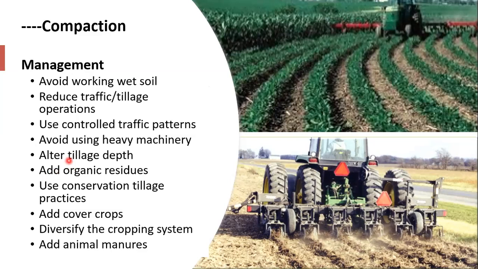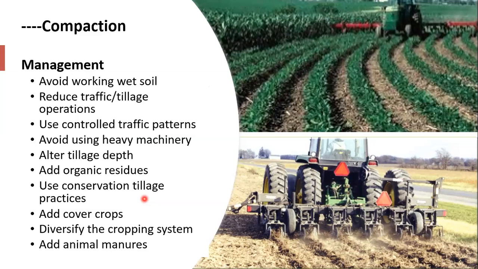If we have well aggregated soil, then the compaction or the impact of heavy machinery will be lesser. But if we have such issues, low organic matter and our soil is not much aggregated, we should avoid use of heavy machinery. Tillage depth, we should alter so that we may not have any hard pan.